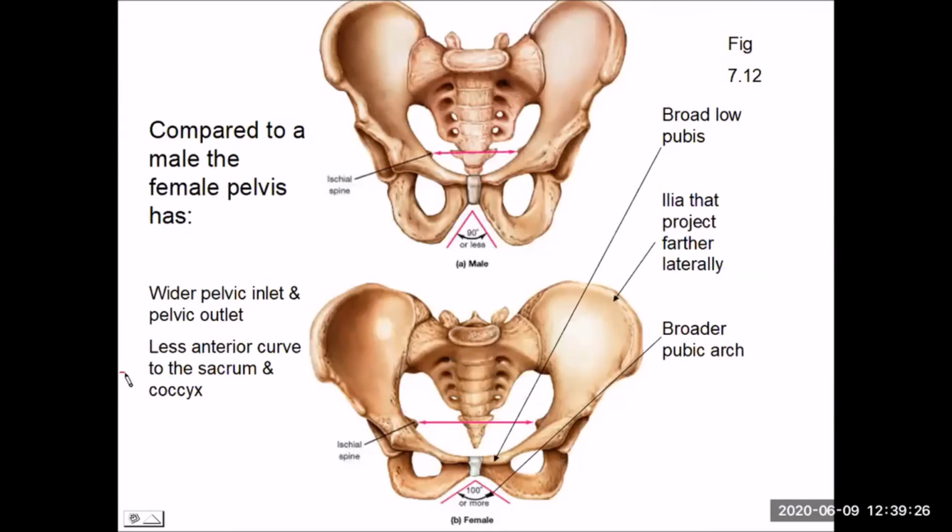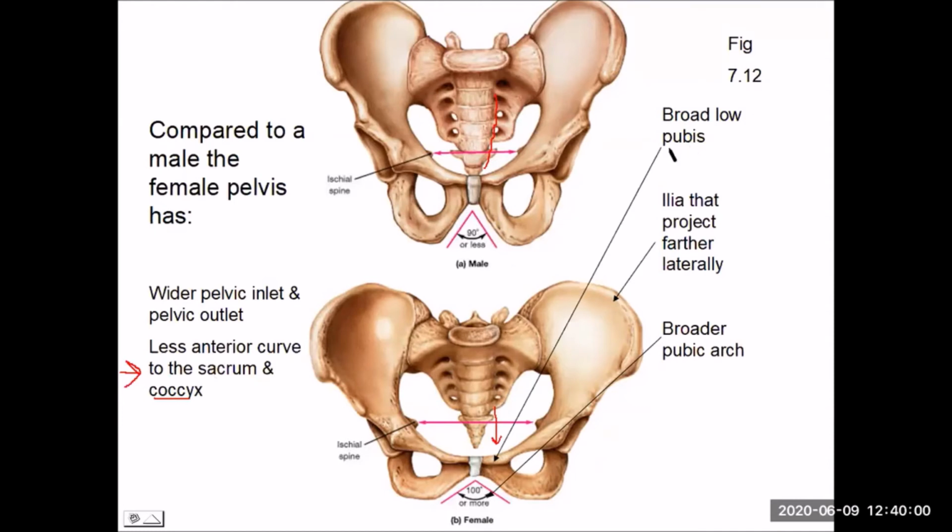There's now the position and curvature of the sacrum and the coccyx. In the male pelvic structure, there's much more anterior curvature to the sacrum and coccyx, whereas in the feminine pelvis, there's less curvature, meaning that the sacrum and coccyx are pointing more inferiorly, downwards, as opposed to anteriorly in men. So a lesser degree of that curvature.